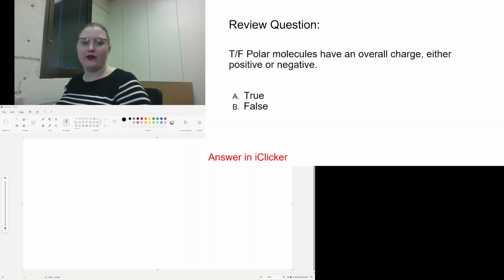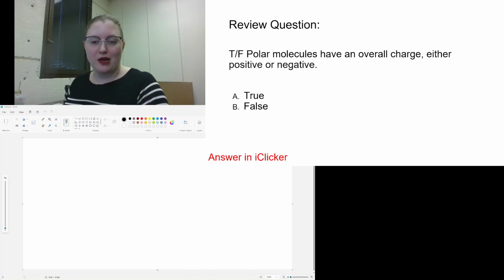So first we have a little review question. After watching the part 1 video, I want you to take a look at this question. True or false, polar molecules have an overall charge, either positive or negative. Is that true or false? Think about that for a minute. Go ahead and answer. And I'm going to point out the important parts of the question.